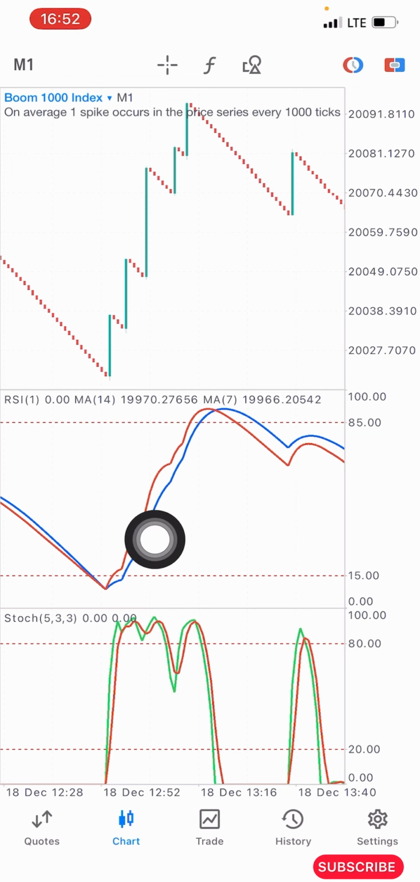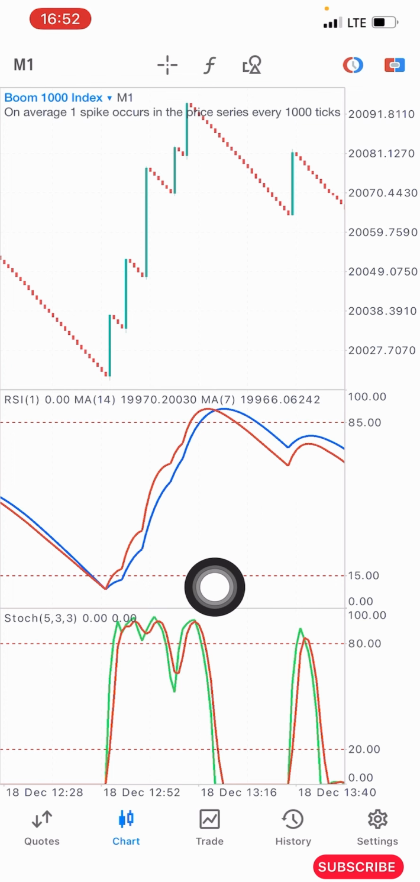Okay, so now you want to see this red and blue line get to the overbought level, which is our 85 level here. All right, so once it's at this level, the next thing you want to see is the red line crossing below the blue line. Once you get this signal here on the first window, you can see the red is below the blue now. That tells you that price is now in a downtrend on the 1 minute time frame.